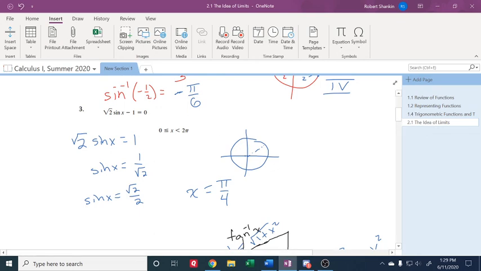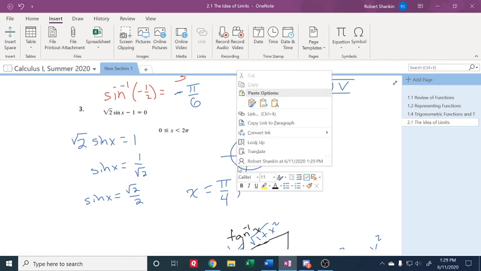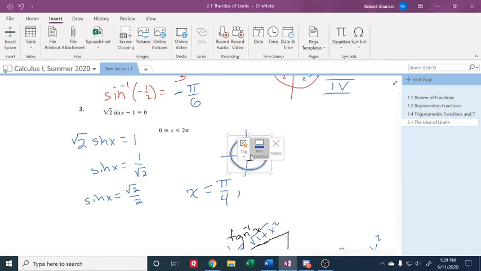Pi over 4, and then there's another one. 5 pi over 4. Now if we went 5 pi over 4, that would be here. That would be 3 pi over 4. Pi over 4. Yeah. And then the sine would be negative. We'd be down in the right. So actually we want to be up here.